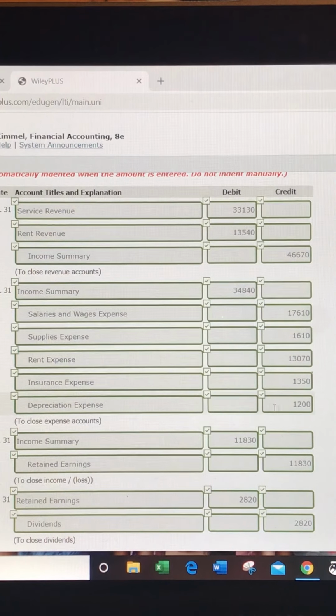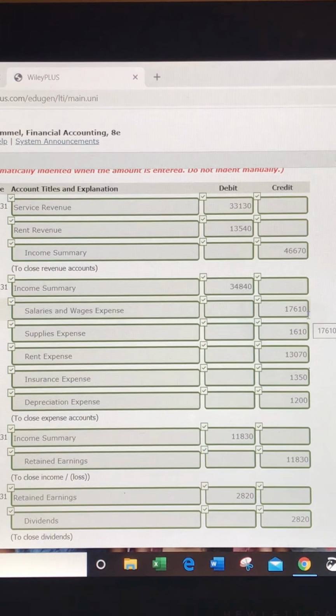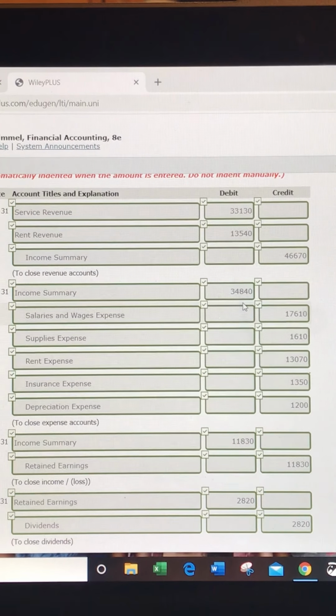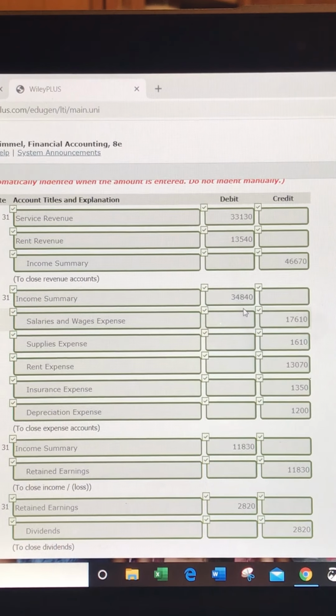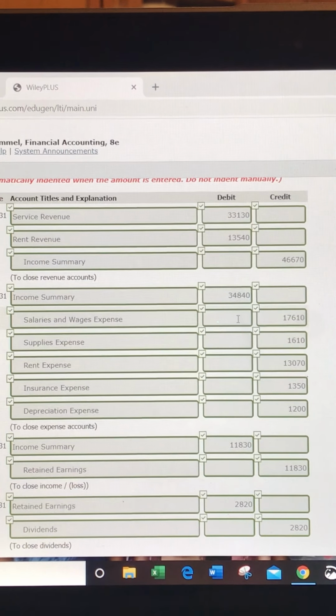As you total the expenses, you will close them out by debiting the income summary. That was a total of $34,840.